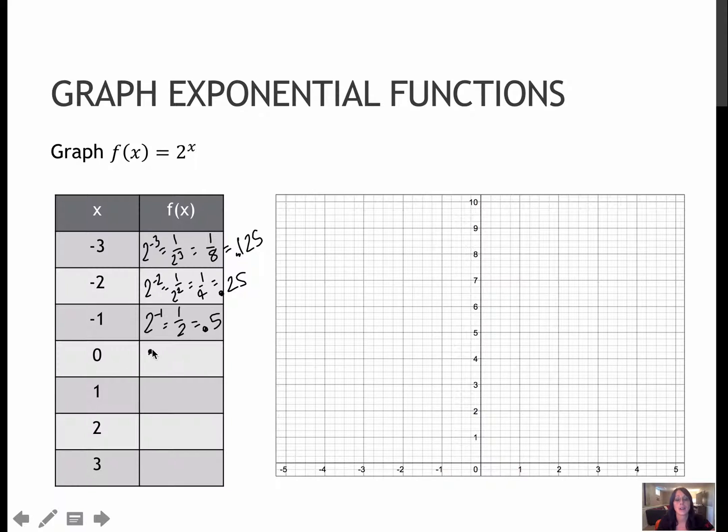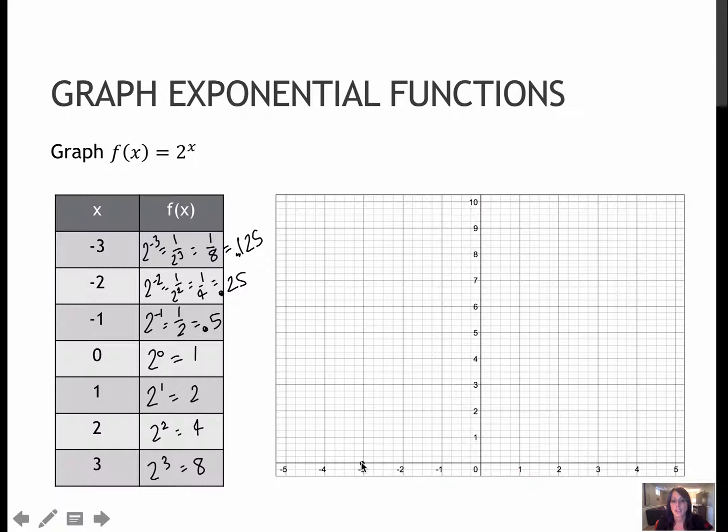If I plug in 0, I have 2 to the 0. We haven't talked much about this yet, but 2 to the 0, or anything to the 0 power, is 1. Then, of course, I have 2 to the first, which is 2, 2 squared, which is 4, and 2 to the third, which would be 8. So now I'm going to plot those points.